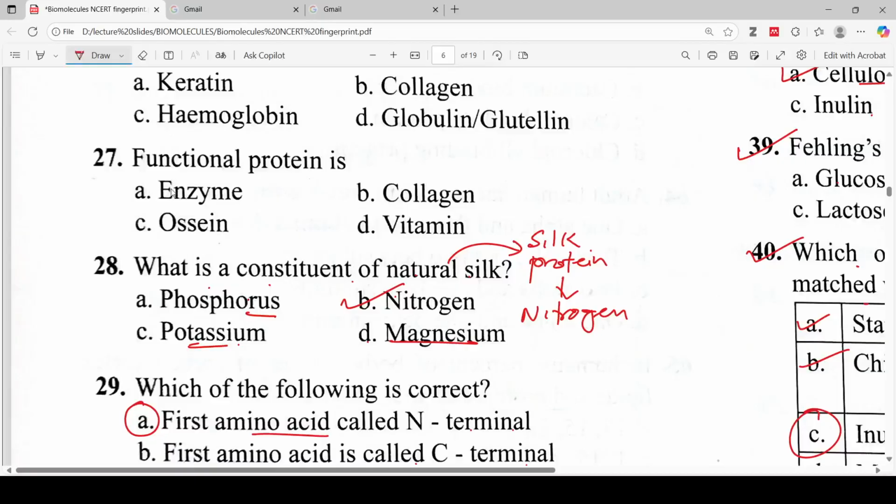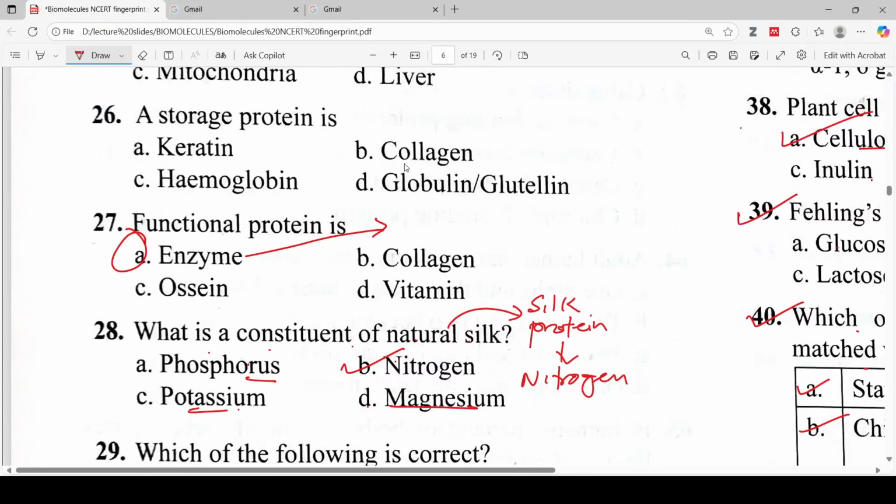The functional protein is enzyme, oxygen, collagen and vitamin. So the functional protein here will be the option enzyme. Enzyme is an active protein which is involved in different types of chemical reactions. Which is a storage protein: keratin, hemoglobin, collagen and globulin or glutein? So here the correct answer for this question will be globulin or glutein.